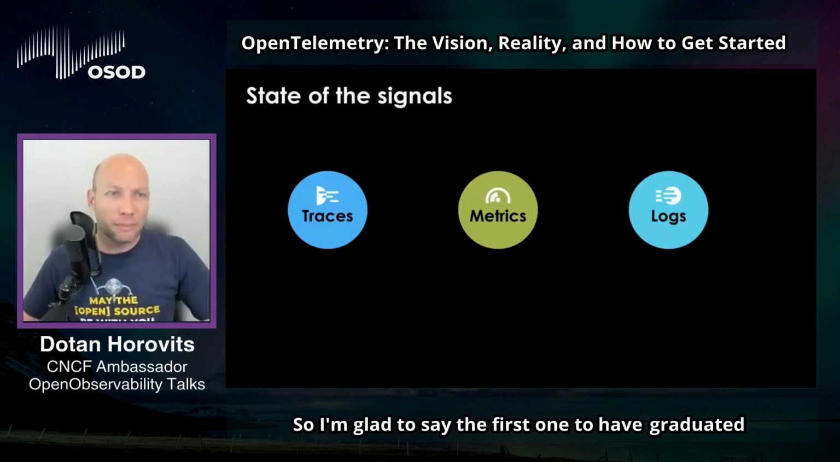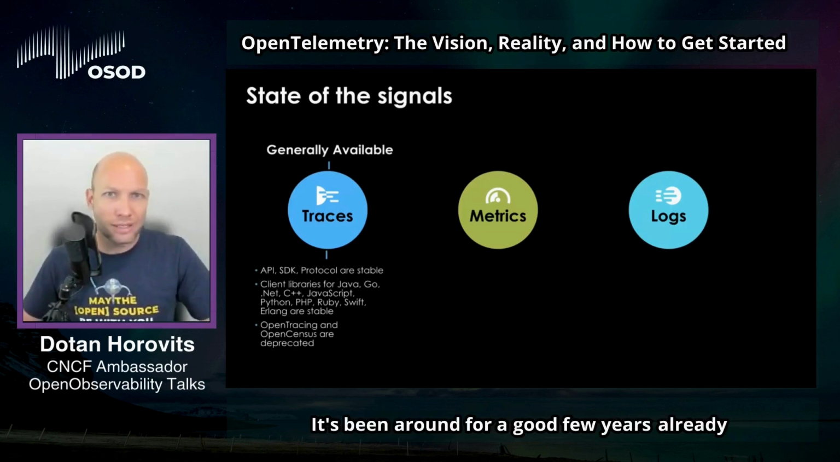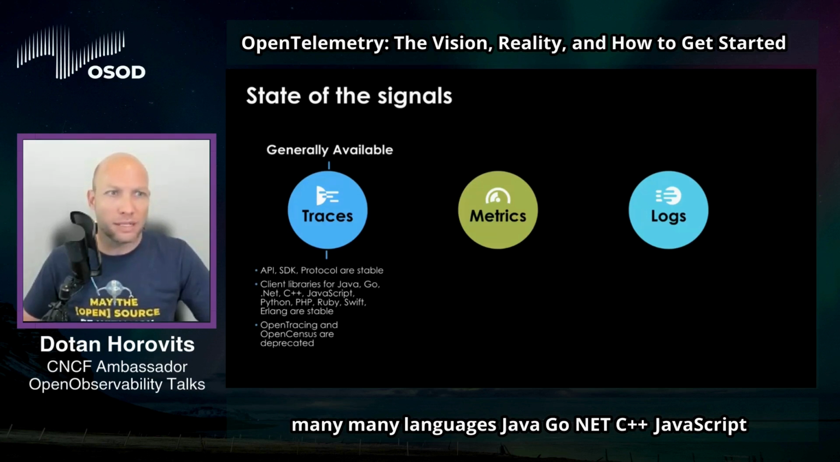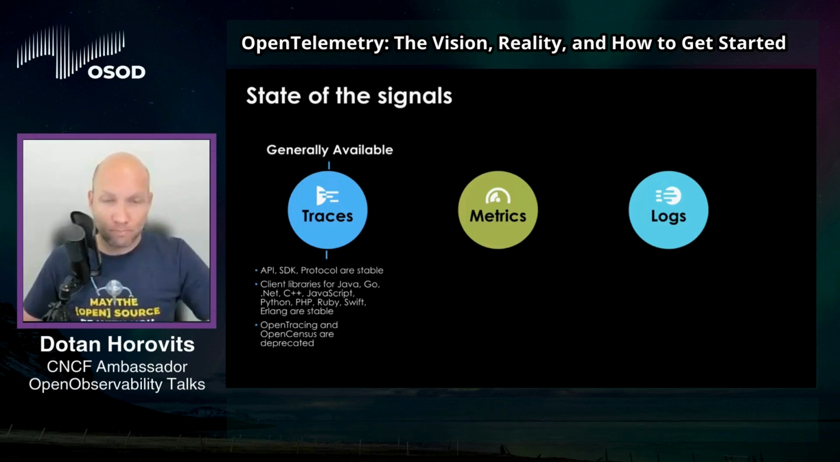So I'm glad to say the first one to have graduated was traces. It's been around for a good few years already. Everything is stable, and you can see a rich suite of client libraries for many, many languages: Java, Go, .NET, C++, JavaScript, Python, really a rich ecosystem.